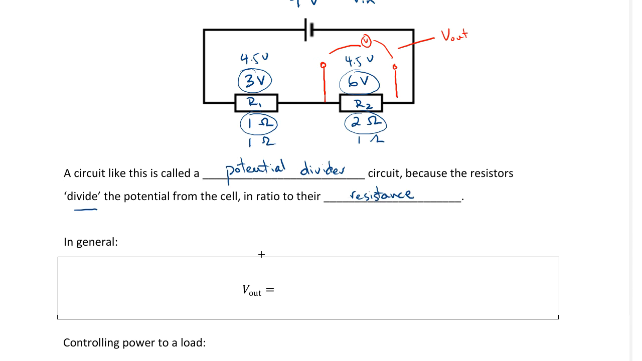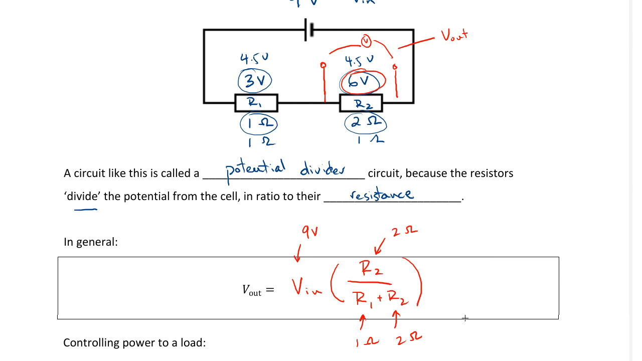And by this same reasoning, V out is going to be equal to V in, which in our example was 9 volts, multiplied by R2 divided by R1 plus R2. So in our example, R1 was 1 ohm, and R2 was 2 ohms. So we got 2 over 3 here, and 2/3 of 9 volts was the 6 volts that we measured.